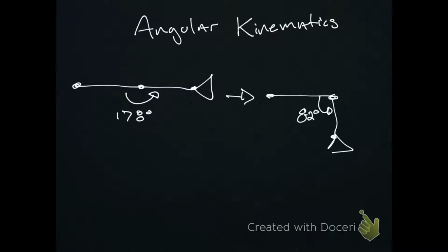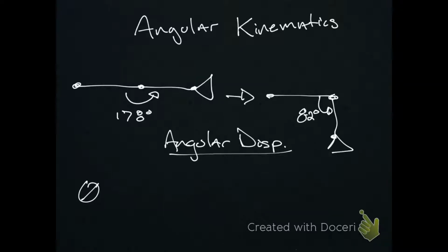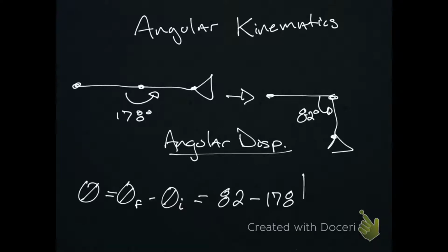What we want to do with angular displacement, let's just establish that if we are trying to find angular displacement, we want to take theta final minus theta initial, right? Angular displacement, we use the Greek letter theta here, and we take theta final, or angle final, minus angle initial. And our final angle is 82, and our initial angle is 178. We need to remember with angular displacement that it's the absolute value here, so we want to put our absolute value signs there.